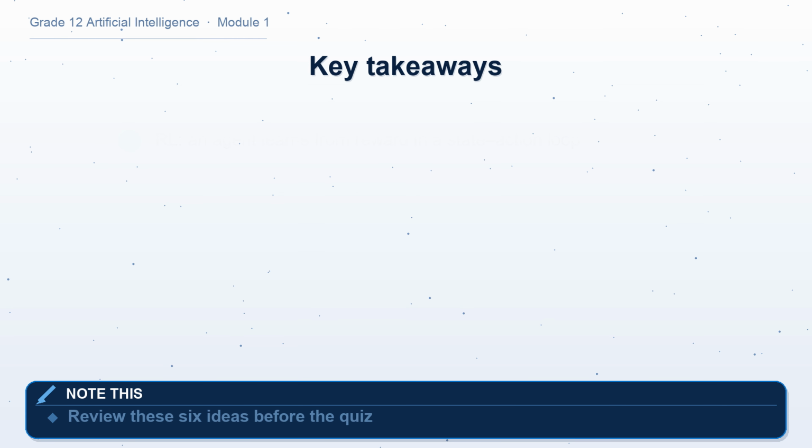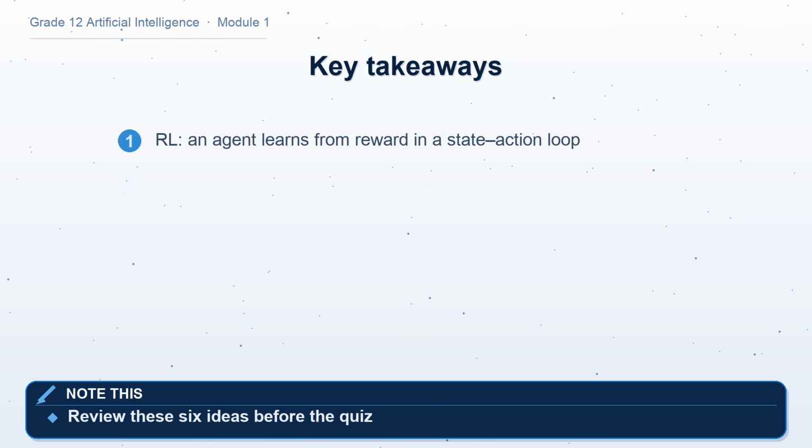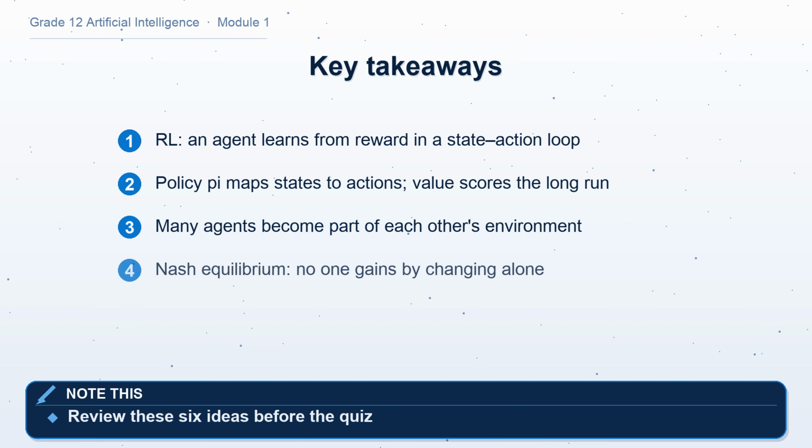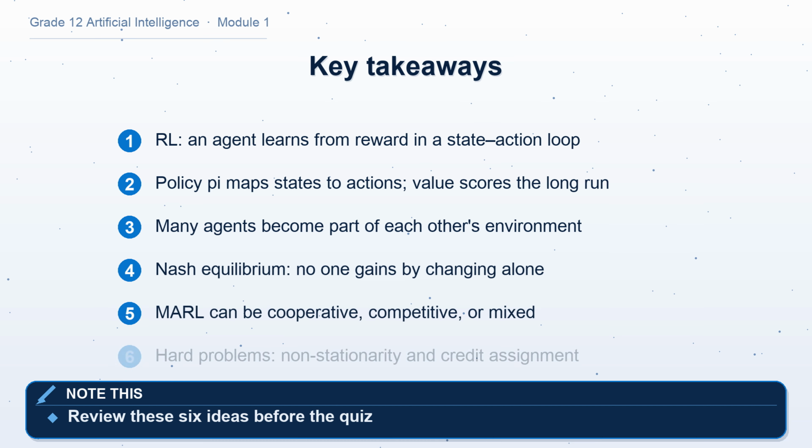Let's gather the key ideas. Reinforcement learning is an agent learning from reward through a loop of states and actions. The policy maps states to actions, and the value function scores the long-run return. With many agents, each becomes part of the other's environment. A Nash equilibrium is a state where no agent gains by changing its action alone. Multi-agent learning may be cooperative, competitive, or mixed. And the two hard problems to remember are non-stationarity and credit assignment.